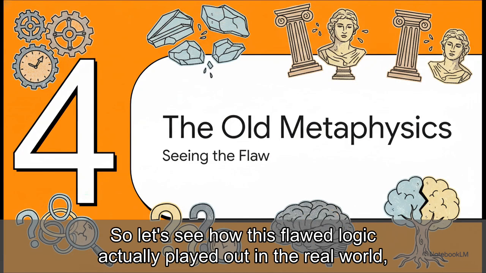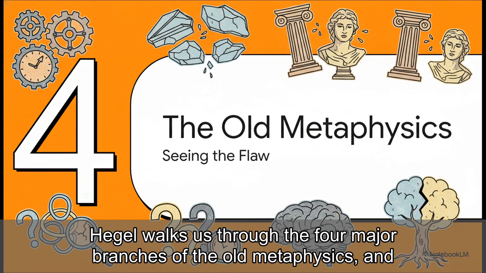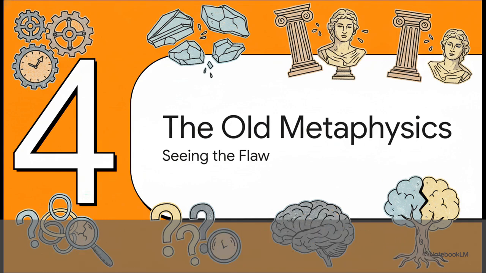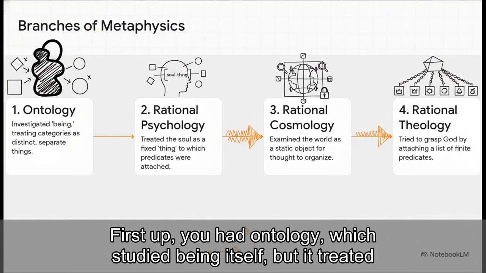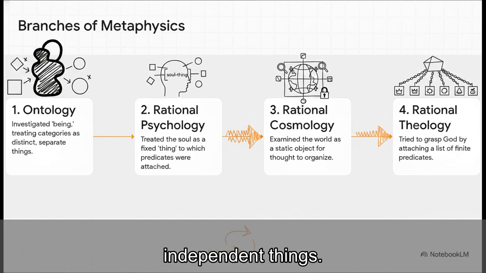So, let's see how this flawed logic actually played out in the real world. Or, well, in the world of philosophy. Hegel walks us through the 4 major branches of the old metaphysics, and what he finds is the exact same fundamental error, repeated over and over again. First up, you had ontology, which studied being itself, but it treated categories like quality and quantity as if they were their own separate, independent things.